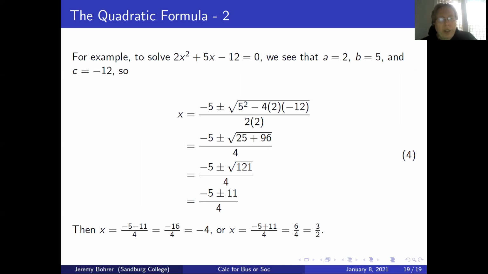Then x equals negative 5 minus 11 over 4, which is equal to negative 16 over 4, which equals negative 4. Or x equals negative 5 plus 11 over 4, which equals 6 over 4, which is 3/2.